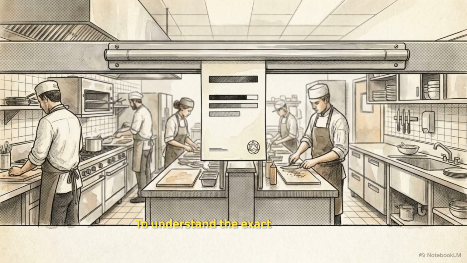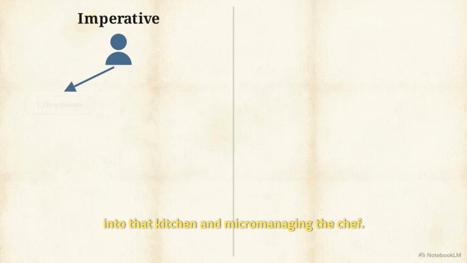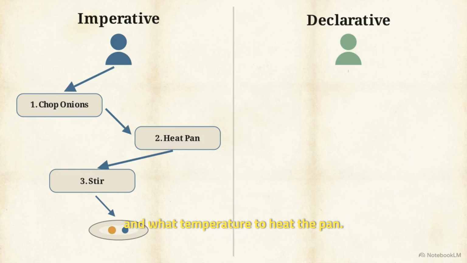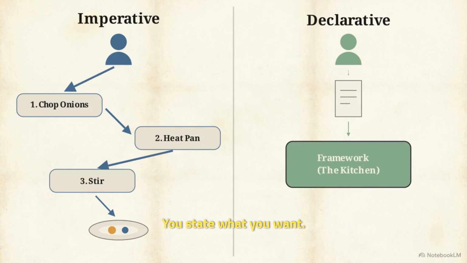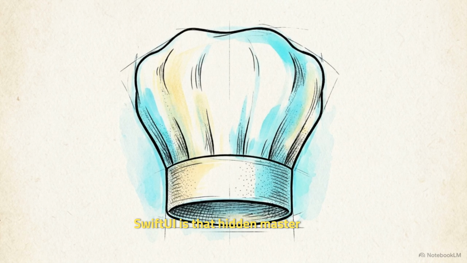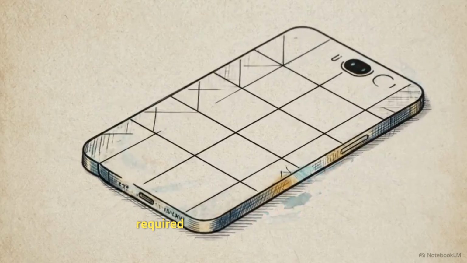To understand the exact difference between the imperative system and the declarative system, you just have to look at a restaurant kitchen. Imperative programming is like walking into that kitchen and micromanaging the chef. You tell them exactly how to chop the onions and what temperature to heat the pan. Declarative programming is just handing the waiter your order ticket. You state what you want, the kitchen figures out how to make it. SwiftUI is that hidden master chef. You declare your intent, and the system automatically handles the thousands of complex background calculations required to draw it on your screen.